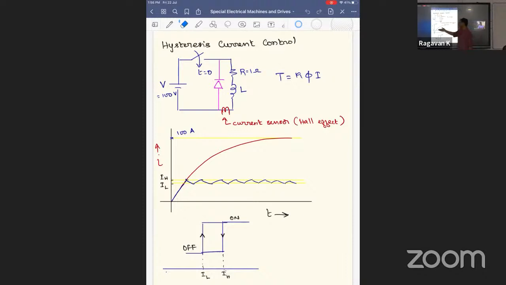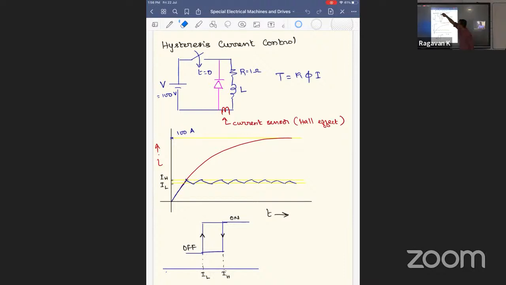If I close it, eventually it's going to be 100 ampere after 5 times the time constant, right? So I want to have 25 ampere. So what I do is, if the current is, let's say, 26 ampere, then I will open the switch. Then the 26 ampere is decreasing like this. Once the current becomes 24 ampere, then I will close the switch.